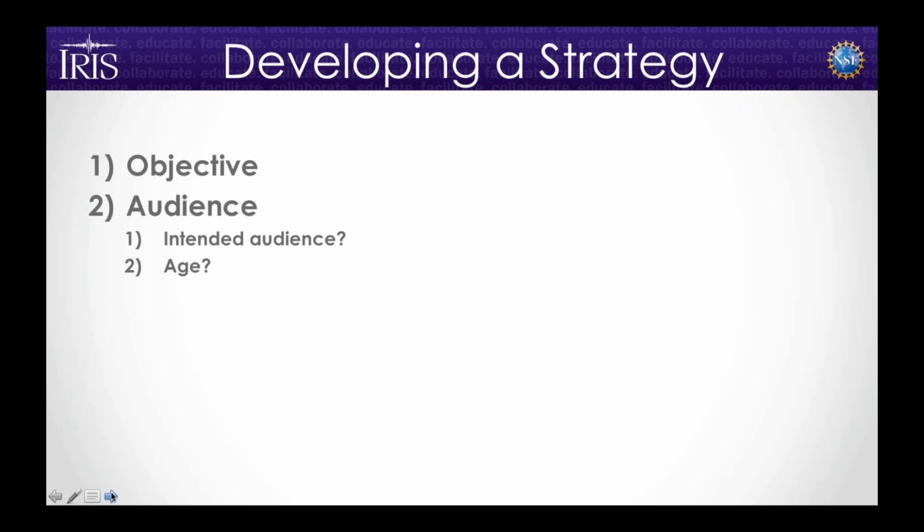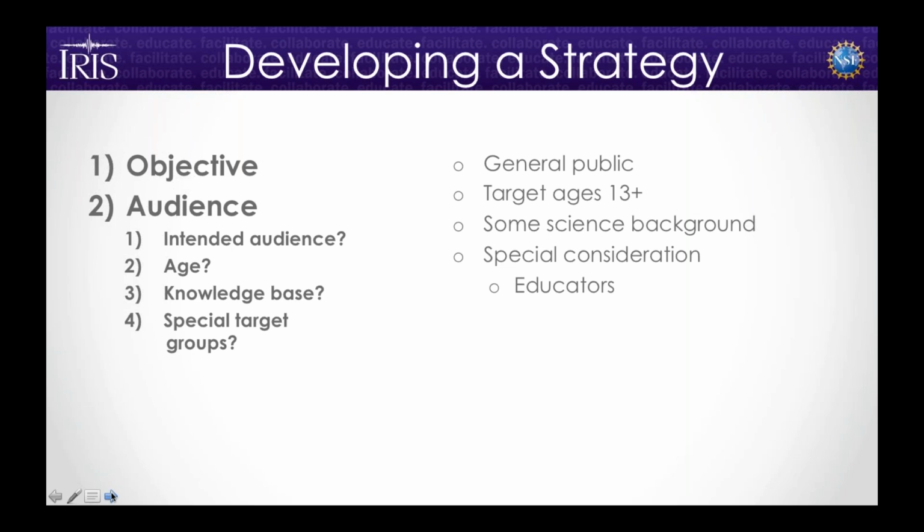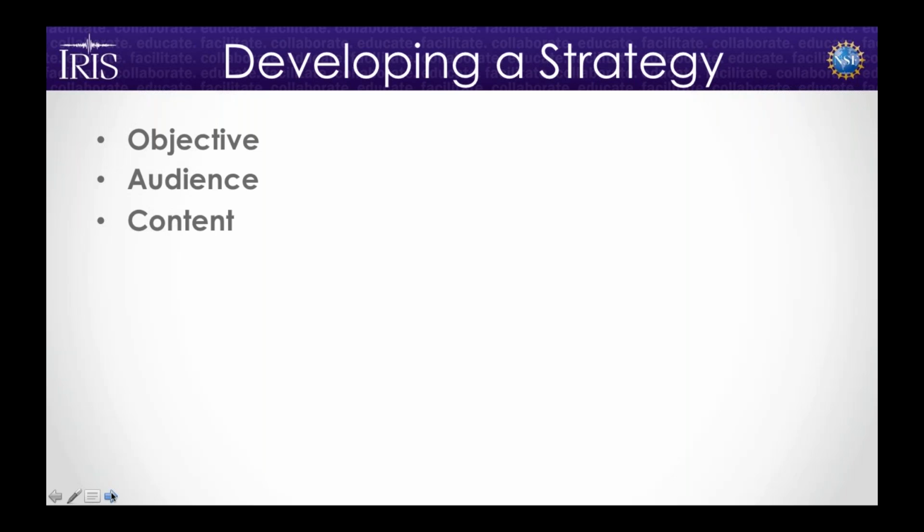Audience. Who is your intended audience? How old are they? Is it older adults? Is it graduate students? Is it elementary school students? What's their knowledge base? Do they know a lot about science? Do they not know a lot about science? Do you have any special target groups? For us, with the IRIS EPO Facebook page, we're interested in just the general public of all ages that have, we assume, some science background. And we're really also very interested in educators. We want to provide educators with the tools that they can use in the classroom.